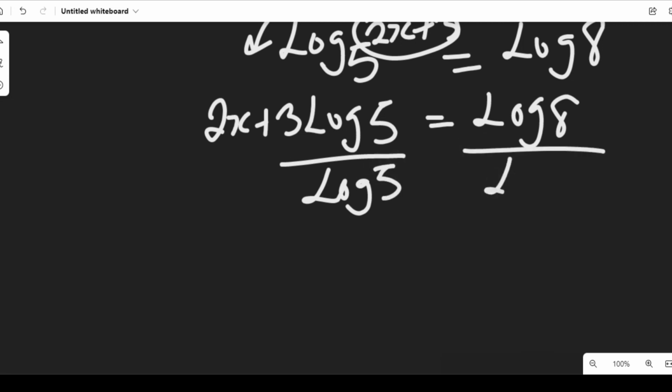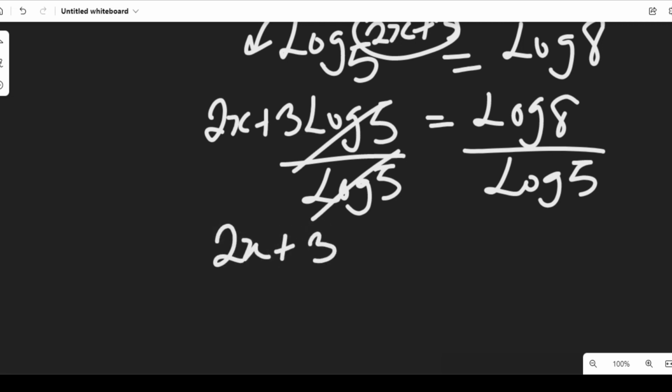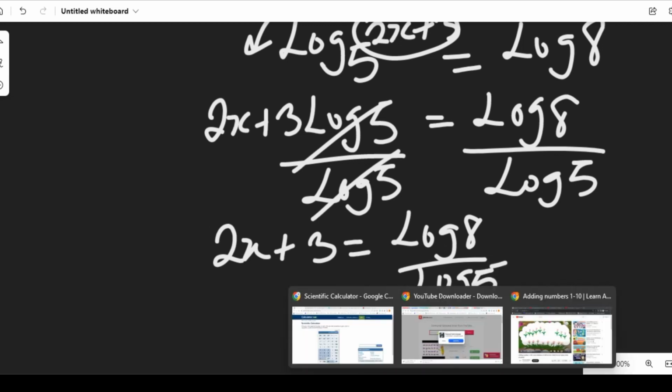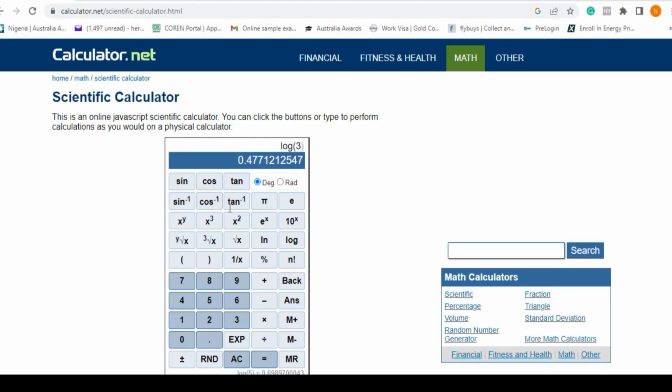If we divide here by log of 5, we'll divide the other end by log of 5. So log of 5 will simply clear log of 5, and we're left with 2x plus 3 equal to log of 8 over log of 5. Now let's go back to our calculator to look at the values of log of 8 and log of 5.